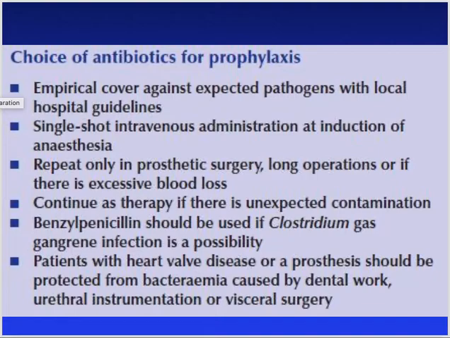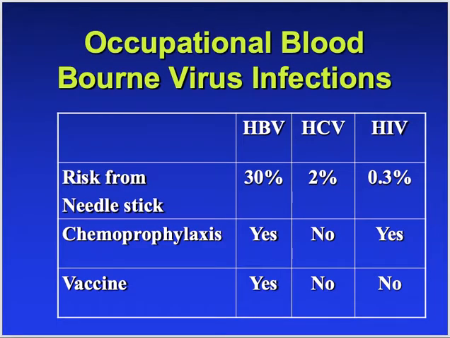Okay. Last but not least, of course, there are occupational bloodborne infections as well: hepatitis B, hepatitis C, and HIV. So, the risk from a needle stick, like when a surgeon, doctor, or healthcare worker gets a needle prick. See the highest chances of getting infection from the needle prick, around 30%, is hepatitis B. The lowest chances is of HIV.